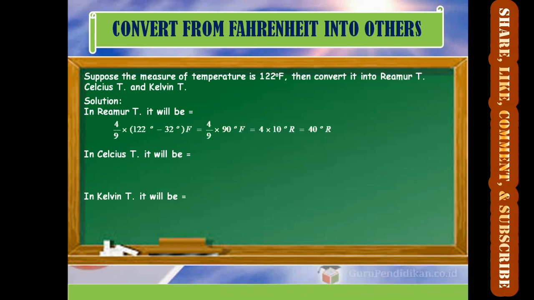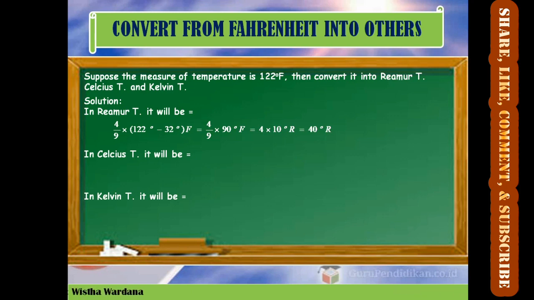This is the first one. To find the Reaumur thermometer, we have the fraction 4 per 9. 4 is the proportion of the Reaumur thermometer and 9 is the proportion of the Fahrenheit thermometer. 4 per 9 multiplied by 122 degrees minus 32 degrees. So we have something different here. In the previous example, we added 32, but in this case, we subtract 32. Why?